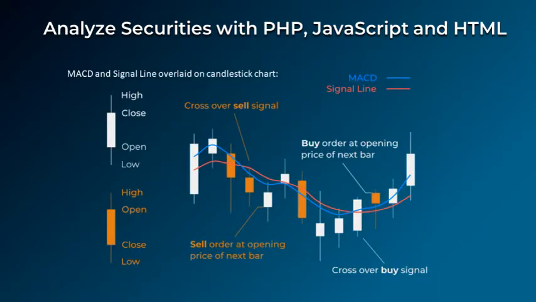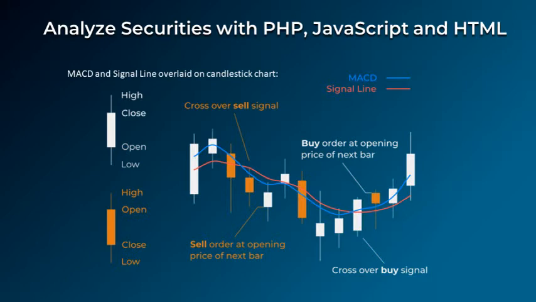MACD is the difference between two moving averages, a short-term moving average and a long-term moving average. The most commonly used are exponential moving averages, which place a greater weight on the most recent price and react faster to price changes. The signal line is a moving average of MACD, normally with a period equal or lower to the short-term moving average.